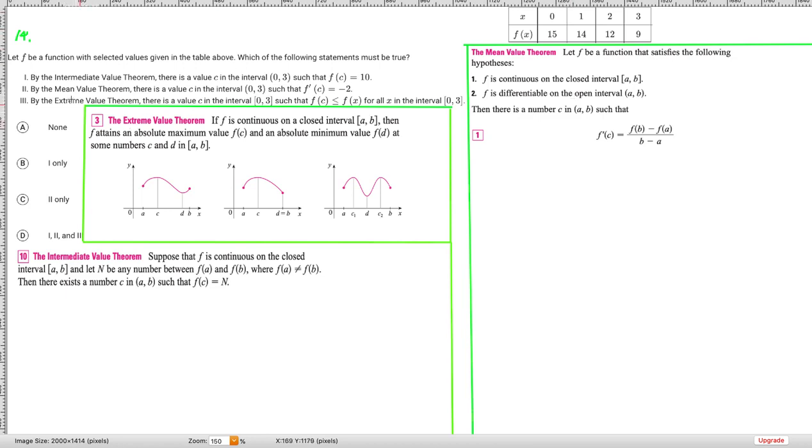So let's go through the first statement. It talks about the intermediate value theorem. By the intermediate value theorem, there is a value c on the interval 0 to 3 such that f of c equals 10. Now, let's go through the general intermediate value theorem and investigate whether this statement is true for the function they're talking about, because they say let f be a function with selected values over here.